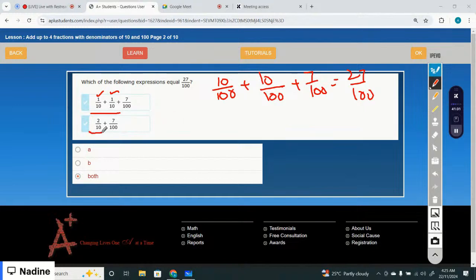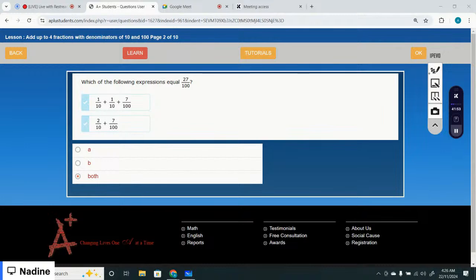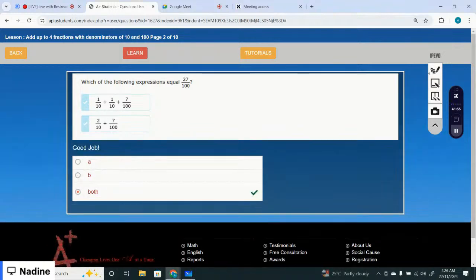The second one, you have to make their denominators the same. So you need to multiply this fraction by 10. 10 times 2 is 20 and 10 times 10 is 100. So when you add, it makes 27 over 100. That's how both the options are correct. Got it? The correct option is both. Option number 3 is the correct option.